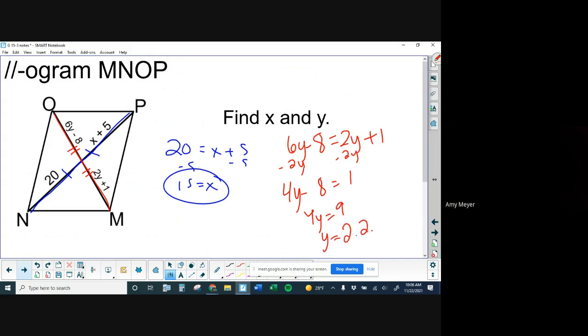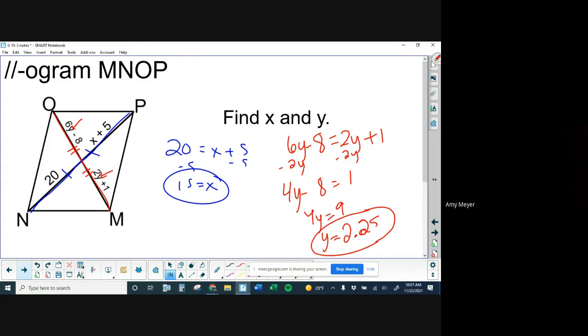I get 9 divided by 4, which is 2.25. You get a decimal and you're like, oh, that might be wrong. It's a decimal. Well, plug it back in. Plug your y in here. See what you get. Plug your y in here. See what you get.